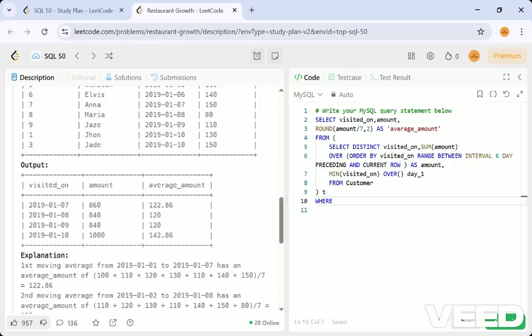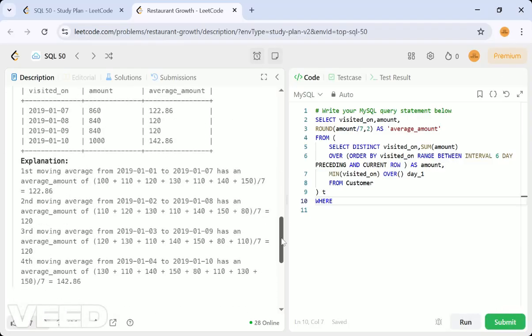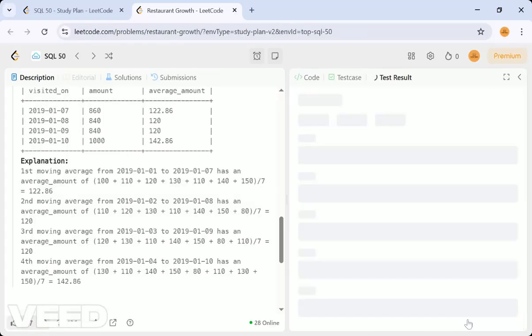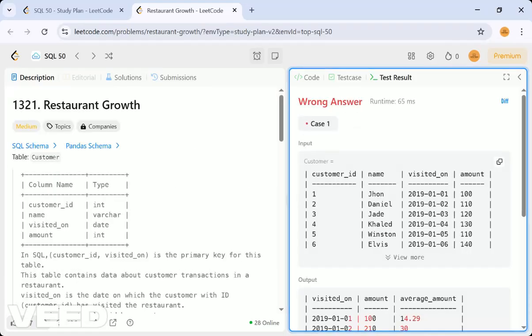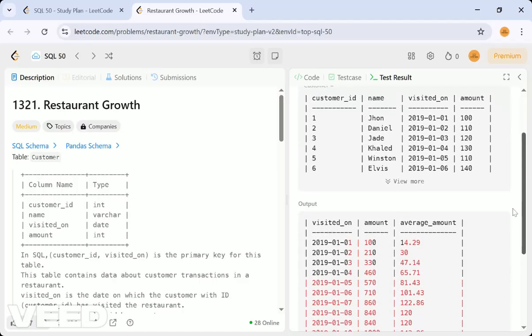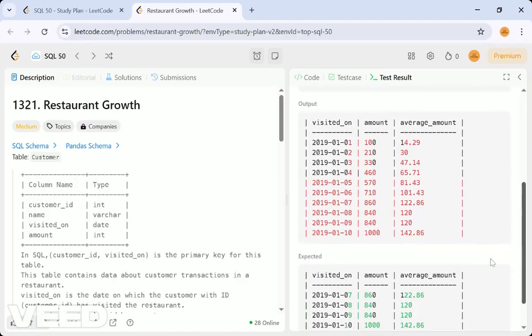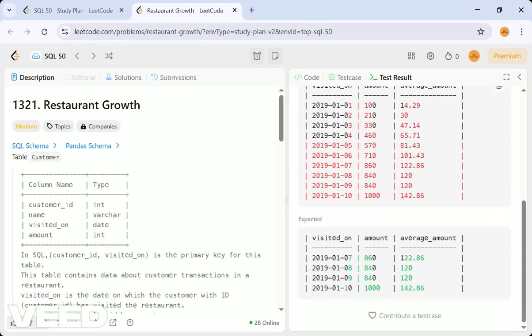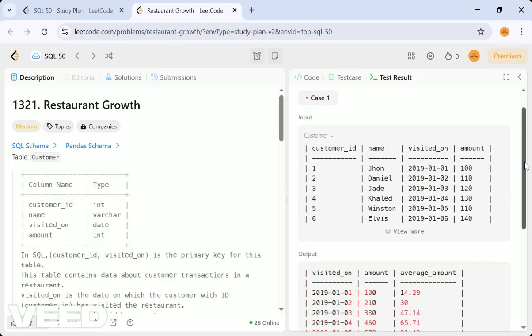It should be minimum of greater than of first date. Let me just check this, what we will get. Then we will see. It's a wrong answer. I knew it's wrong. So see, listed on outputs are all coming. So only till here we have to get. So the previous data we don't need to get.